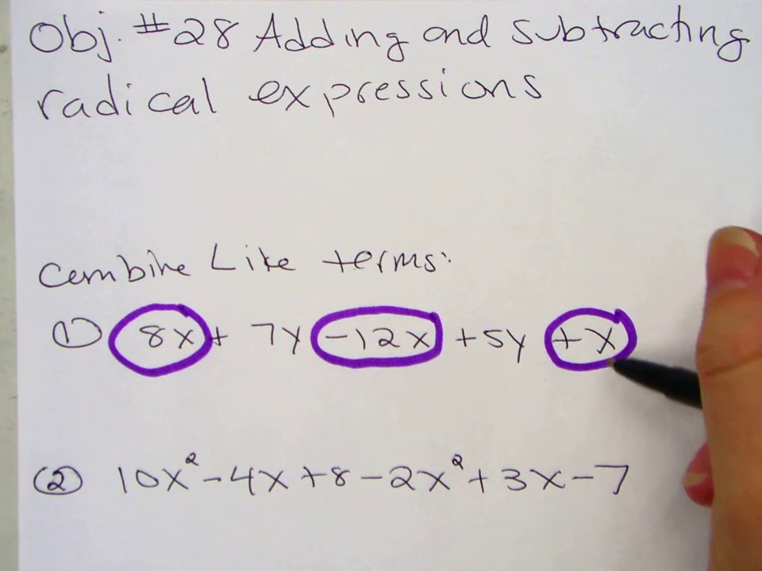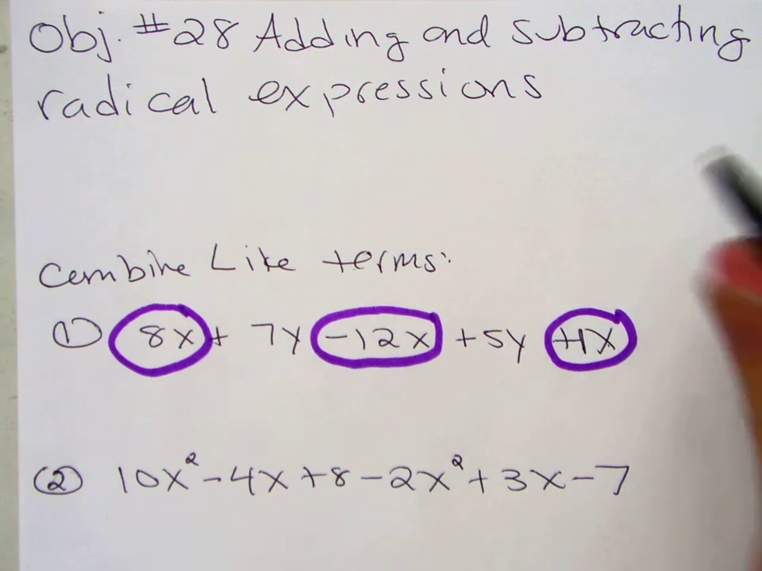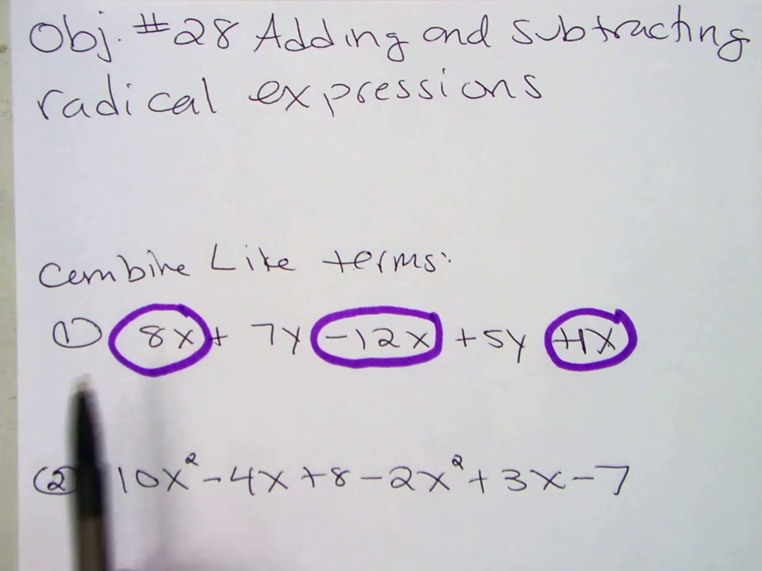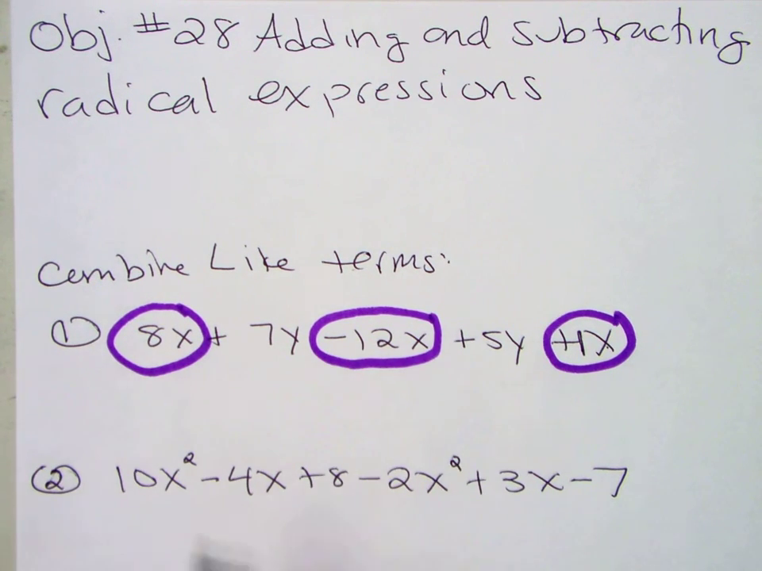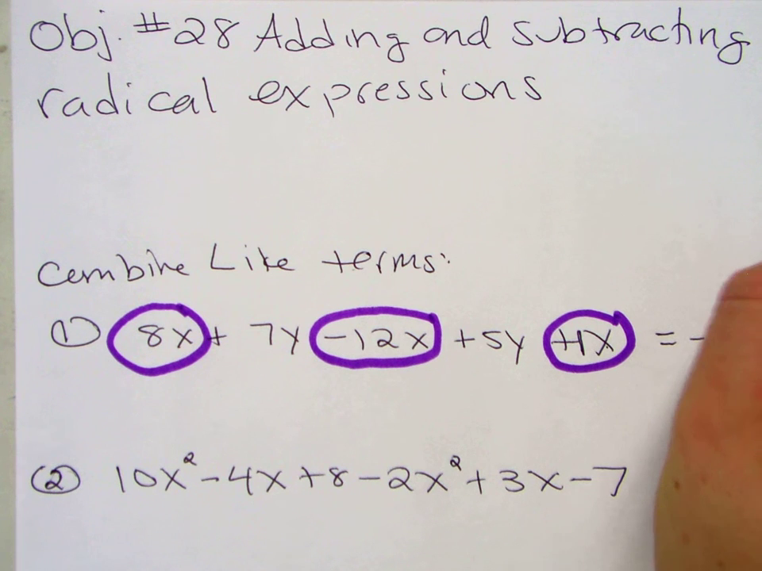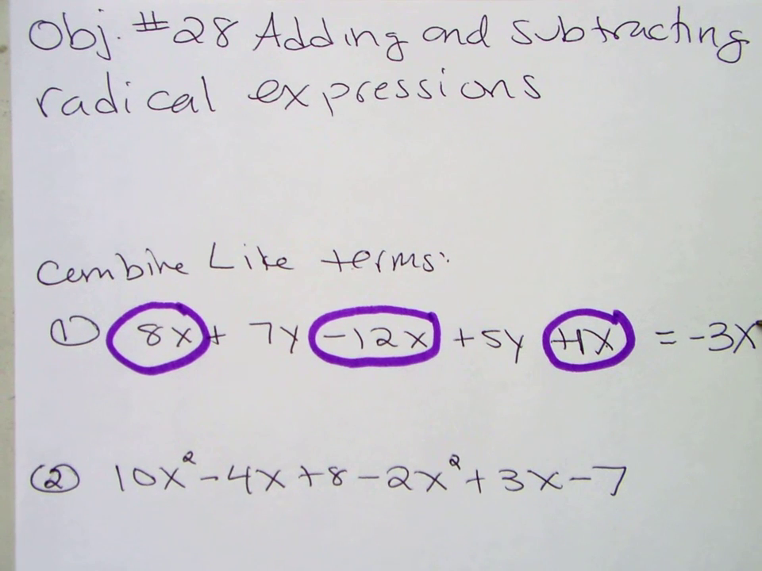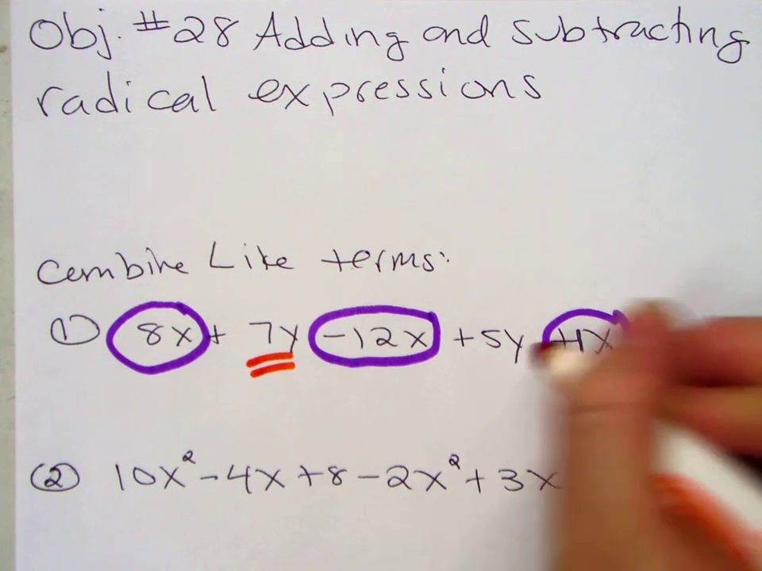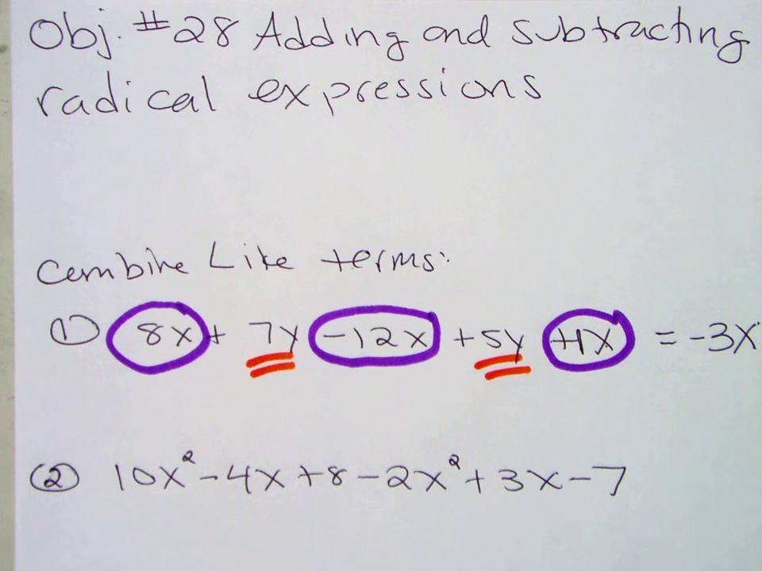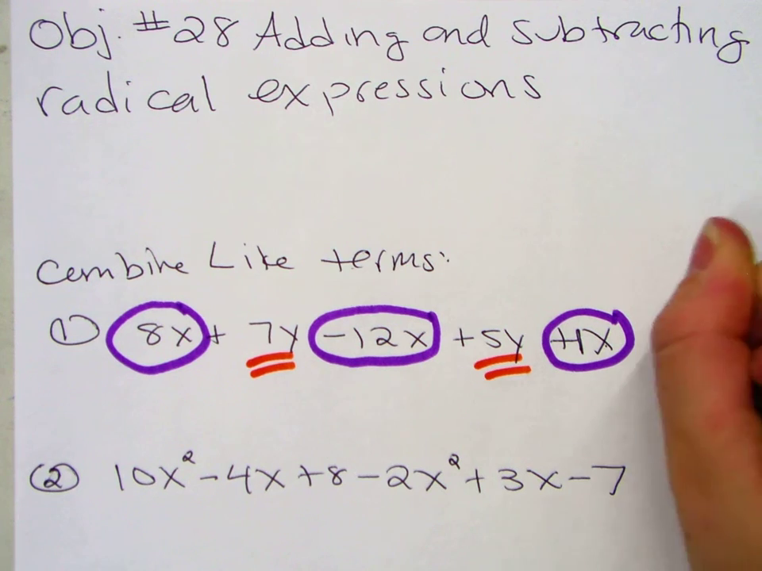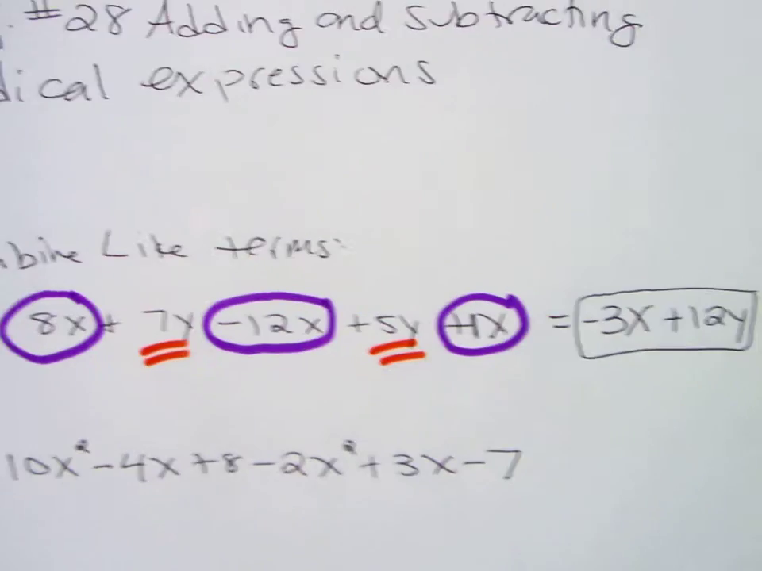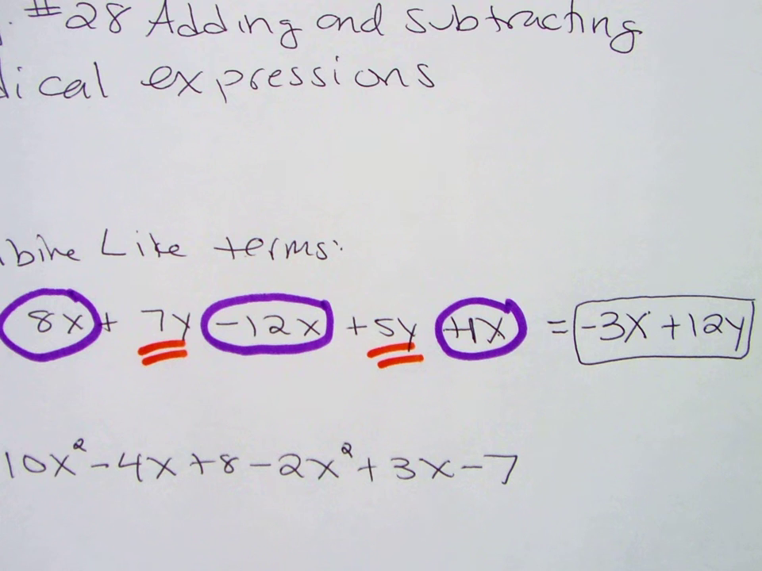What's the coefficient of a plain x? 1. I have a marker. I have one marker. Right? So 8 minus 12 plus 1 is negative 3x. The x stayed the same. Right? All right, what else do we have? We have this 7y and 5y. Put that together. What's that give you? 12y. Can you see what I just wrote? And that's it. Okay, put the x's together, put the y's together. Try number 2 on your own.